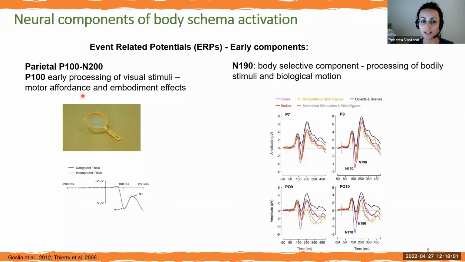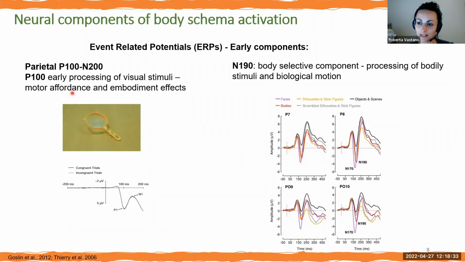Early components that are mainly sensory. They can still be modulated by higher cognitive function like attention, but they usually happen around 100 to 200 milliseconds. And then we have later components that we can usually observe after 300 milliseconds, so later in time. For early components in this kind of task, the parietal P100 and P200 have been shown.